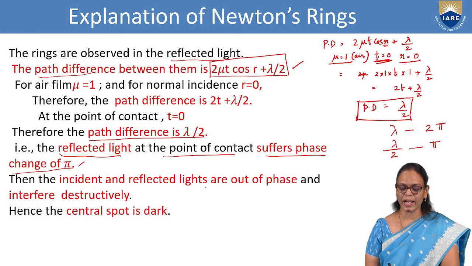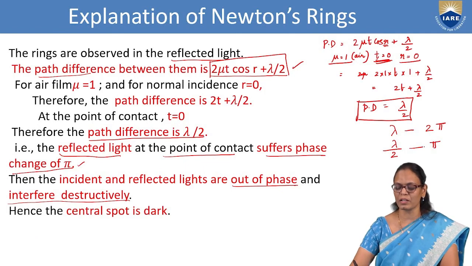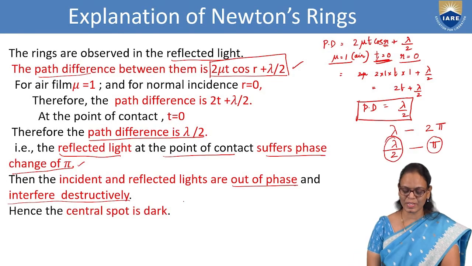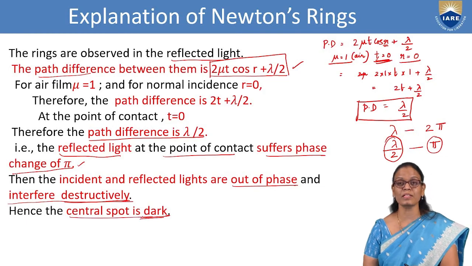Now, the incident and the reflected lights are out of phase and they interfere destructively. So, the incident light and the reflected light are out of phase because the path difference is an odd multiple of half the wavelength. So, it gives rise to destructive interference. Destructive interference means dark spot. So, the central spot is always dark.